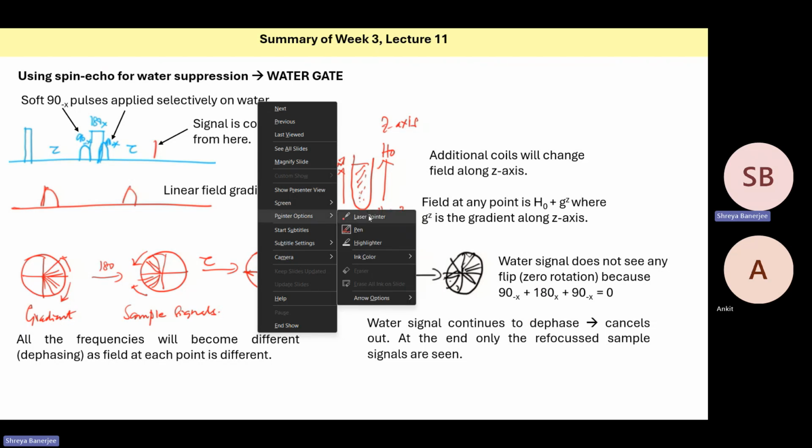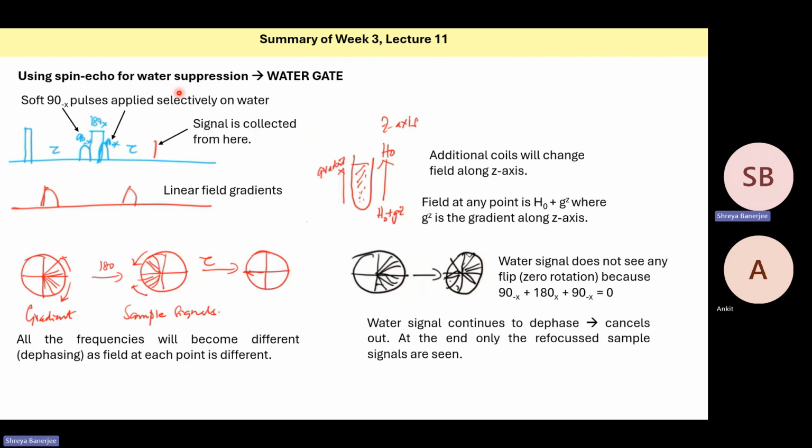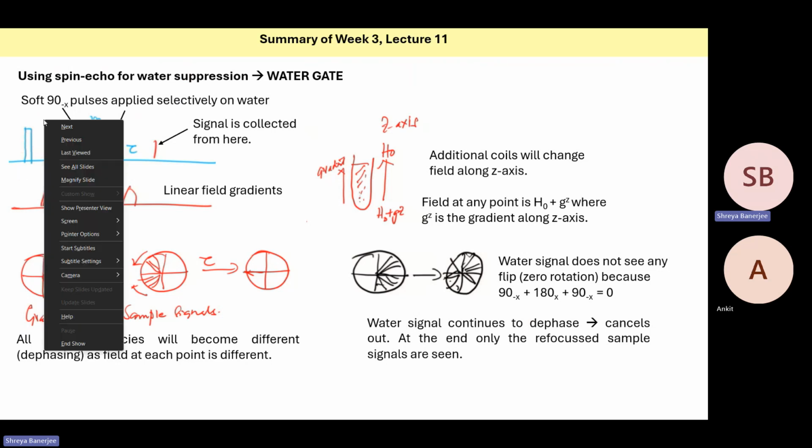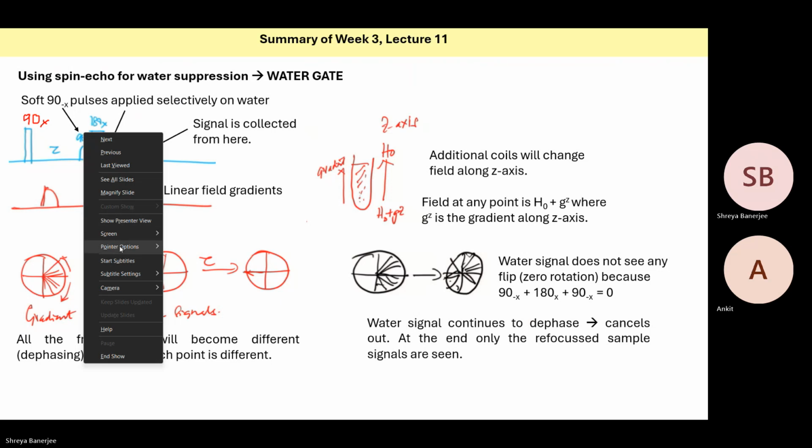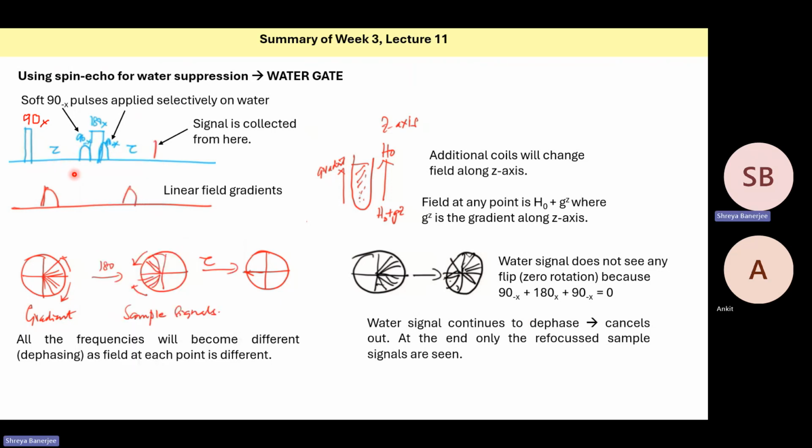This is another application of spin echo which is used for water suppression. So here the pulse sequence is like this. You have your normal 90x pulse. That is, in any pulse sequence, you always have the 90x pulse at the beginning. Now there is a special pulse applied here. You can see this kind of rounded pulse. What this means is that it is a soft 90 minus x pulse.